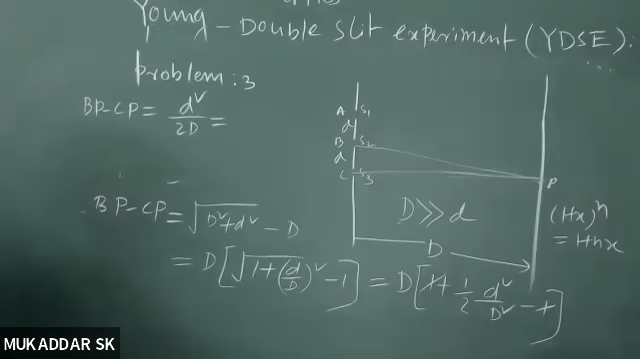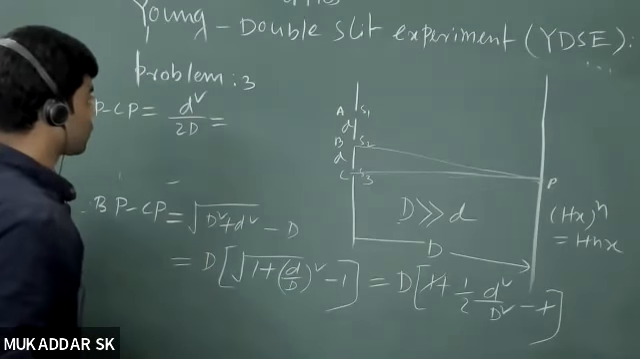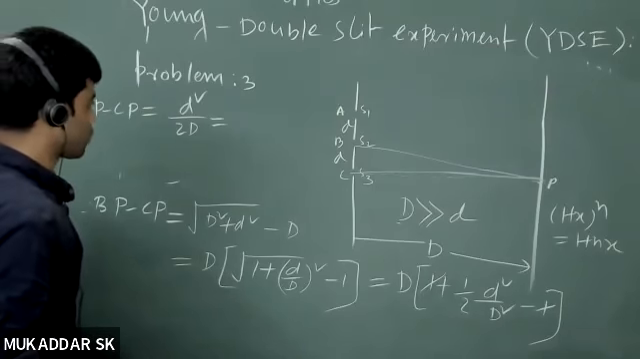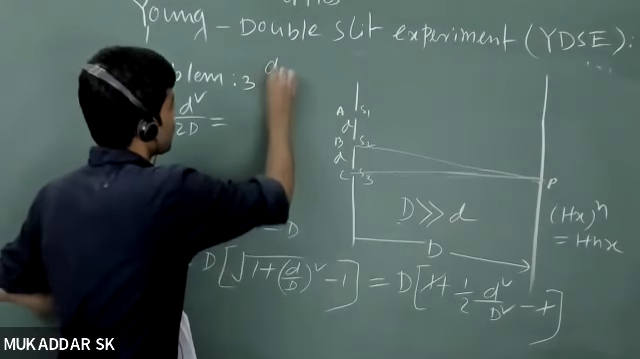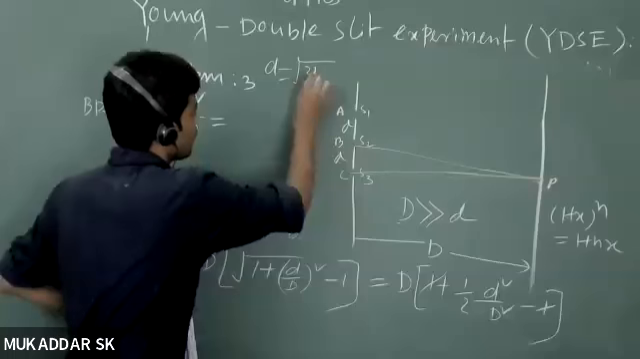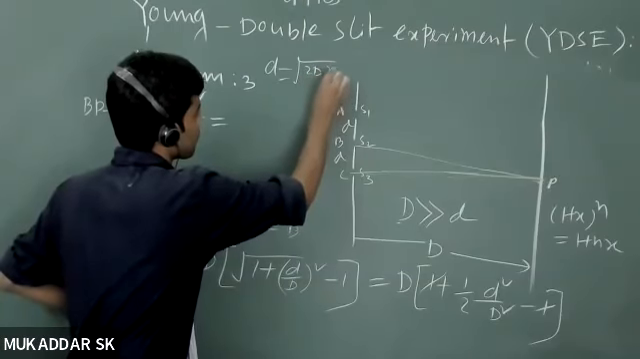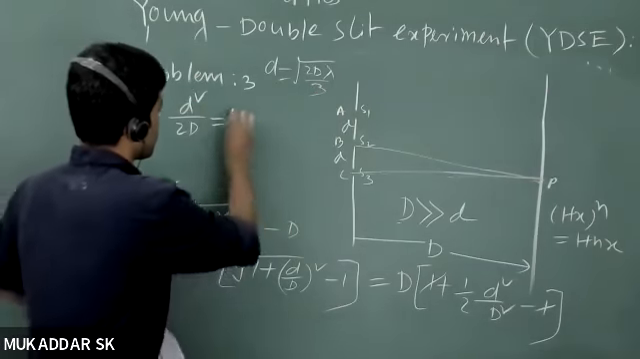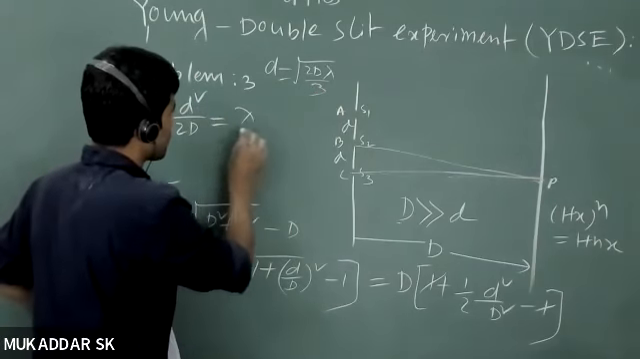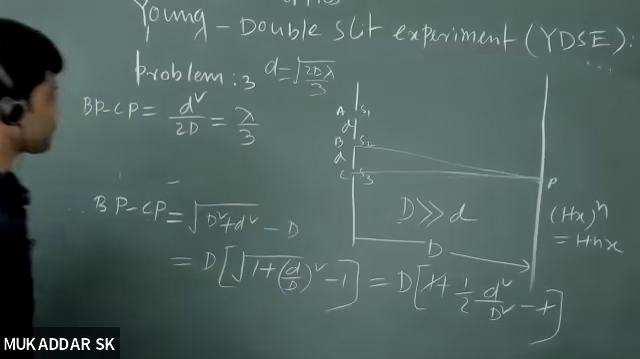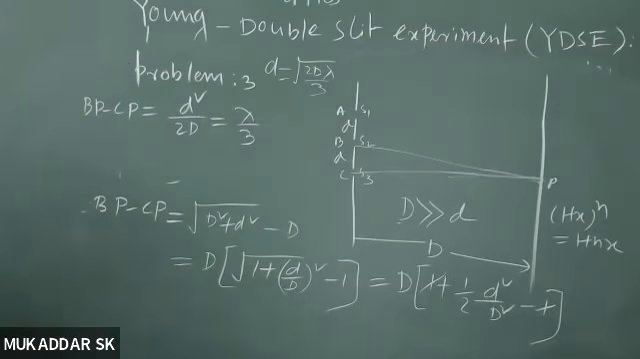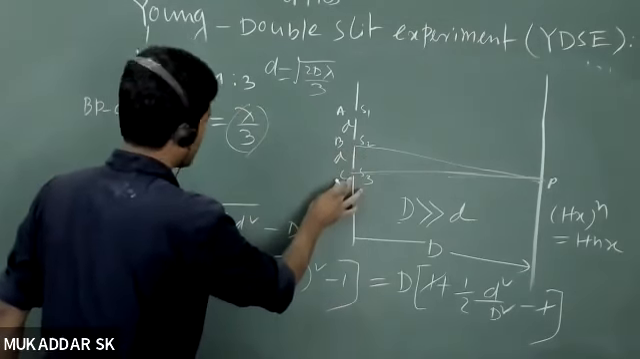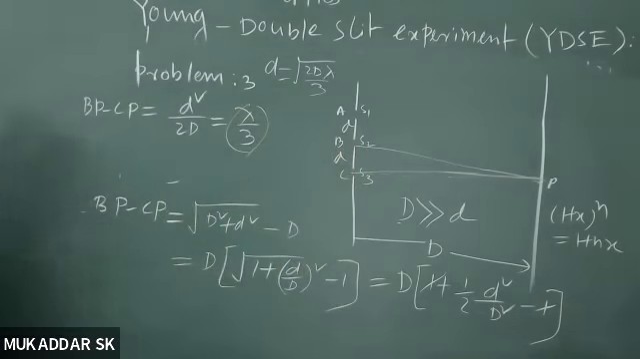And small d, how much was it? It was given: 2D lambda by 3, right? If you remember, that was given. How much was this? 2D lambda by 3, right? So if you substitute, what will you get? If you substitute in place of small d, you will get lambda by 3, okay? So the path difference between the rays coming from B and C slits, that will be how much? That will be lambda by 3.